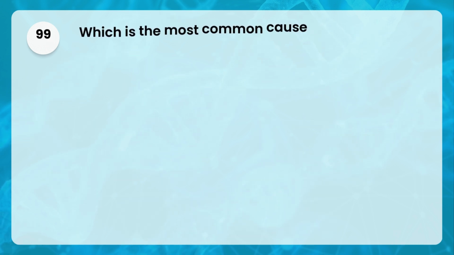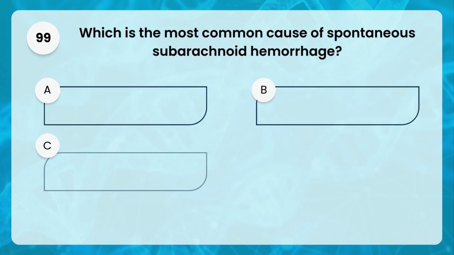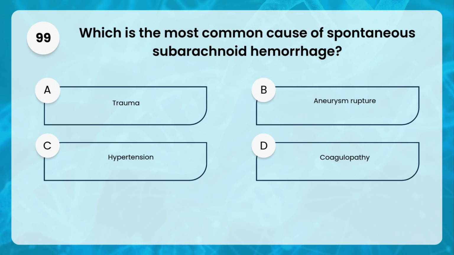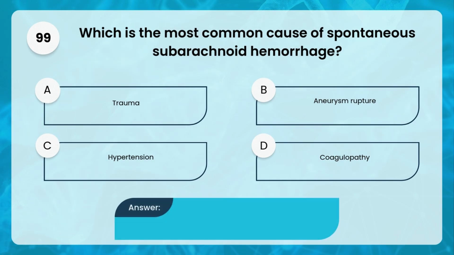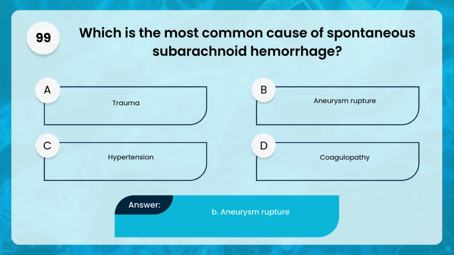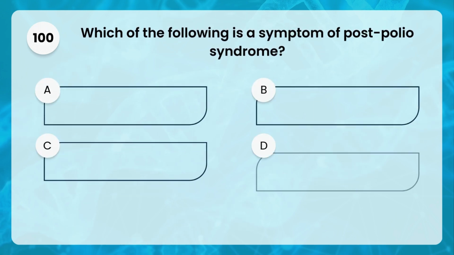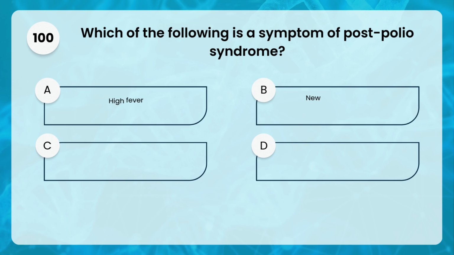Number 99. Which is the most common cause of spontaneous subarachnoid hemorrhage? A. Trauma. B. Aneurysm rupture. C. Hypertension. D. Coagulopathy. The answer is B. Aneurysm rupture.